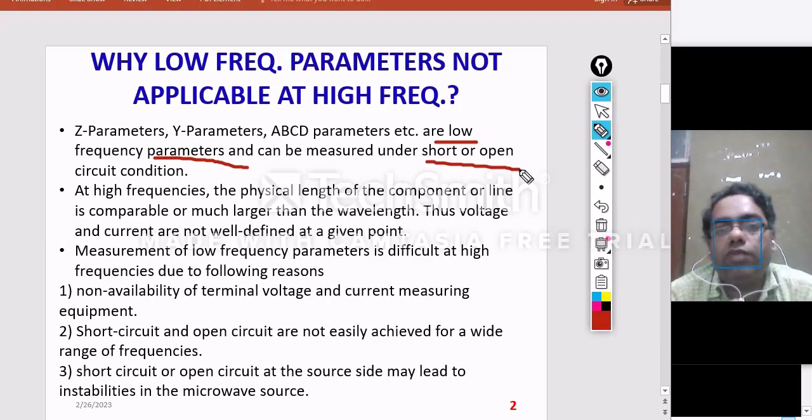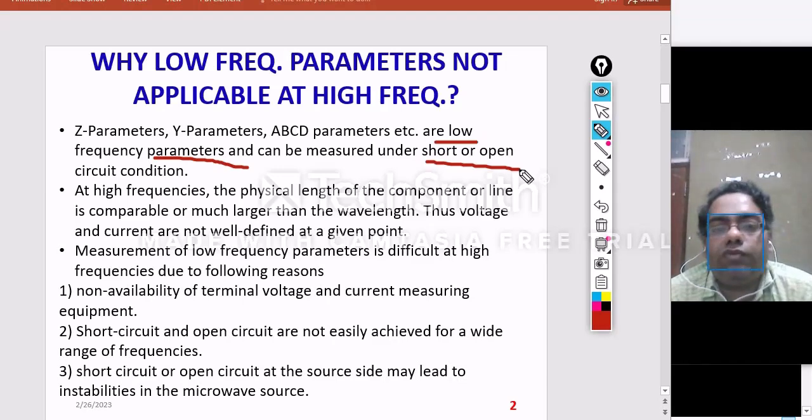But at high frequency, the physical length of a component is comparable to or much larger than the wavelength, because at high frequency the wavelength is small. So the physical components, their dimensions become comparable, and they are no more lumped. So defining voltage and current at one point is not proper. We cannot properly define voltage and current at a point. But power remains the same, so power can be defined.